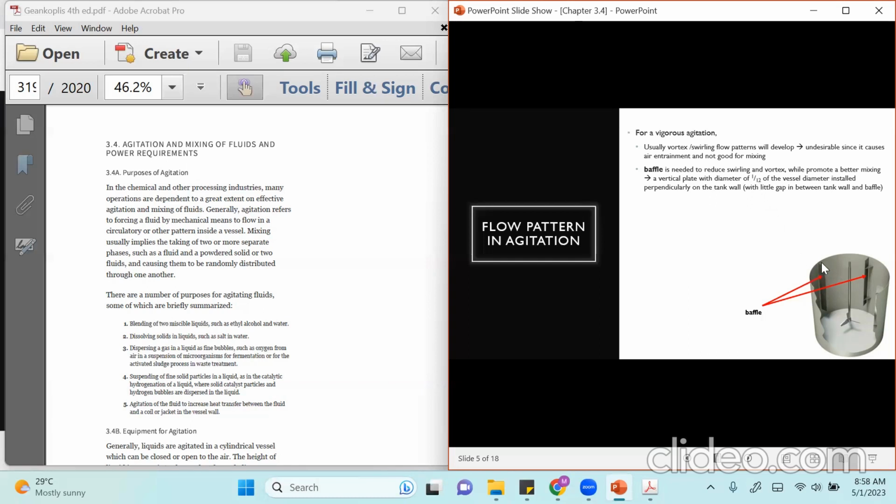Now, the baffle is usually placed with a little gap in between the tank wall and the baffle. So it's not directly installed exactly on the tank wall. Usually there would be a little gap in between the tank wall and baffle, and then they only weld on the top and on the bottom. They use a small piece, maybe like a steel pipe, and weld the tank wall and the baffle right on the top and on the bottom. But in the middle, there will be a little gap in between.